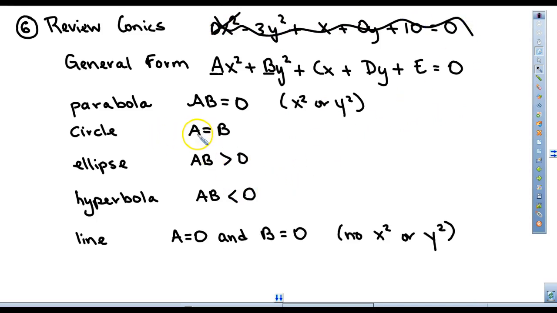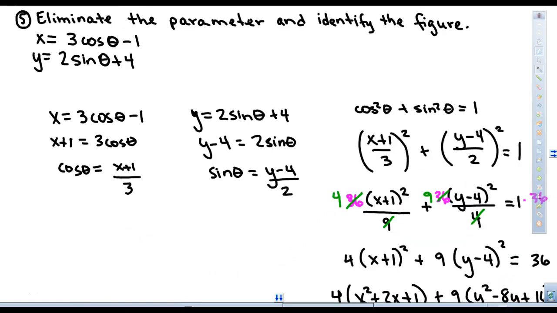A circle, if you end up with a circle, then a and b, these coefficients will be the same. With an ellipse, if you multiply a times b, you're going to get a positive number. It's greater than 0. With a hyperbola, if you multiply a times b, you're going to get a negative number. Sometimes you'll get a line. That means you don't have an x squared or a y squared, because line means linear, right? Okay? All right? So this stuff isn't all that bad. You just have to be really careful with your simplifying and stuff like that.